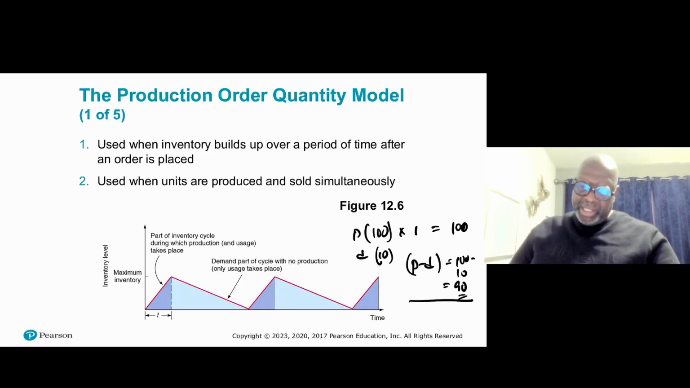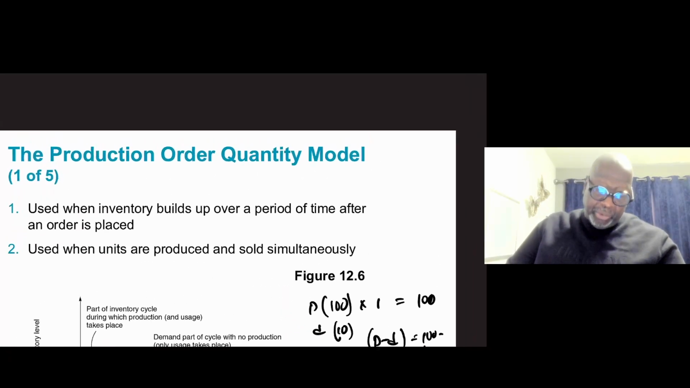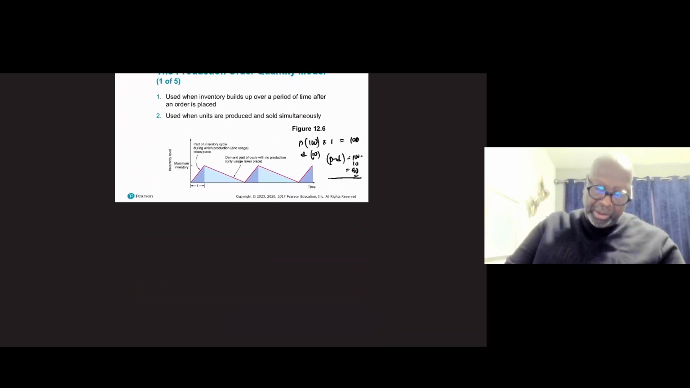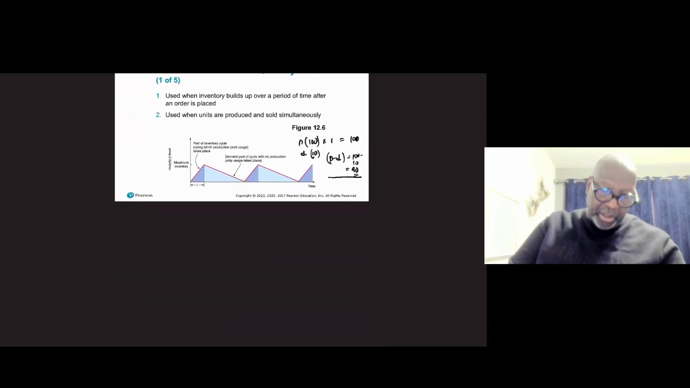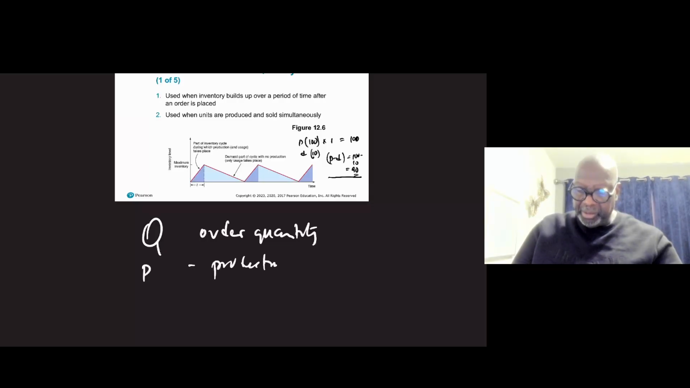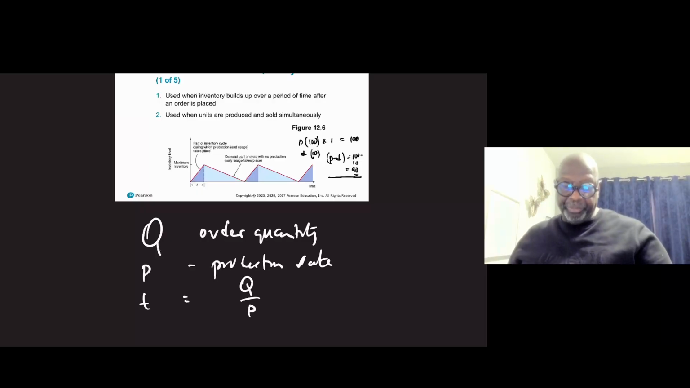Okay? So let's assume that I'm going to produce, here, let's look at this. I'm going to change one of these colors. I'm going to change it to white here. So let's assume I want to produce Q units. Well, how long is it going to take me to produce Q units if my production rate is P? So this is the order quantity. P is my production rate. So the time it's going to take me, T, is going to be Q over P. There you go. All right.